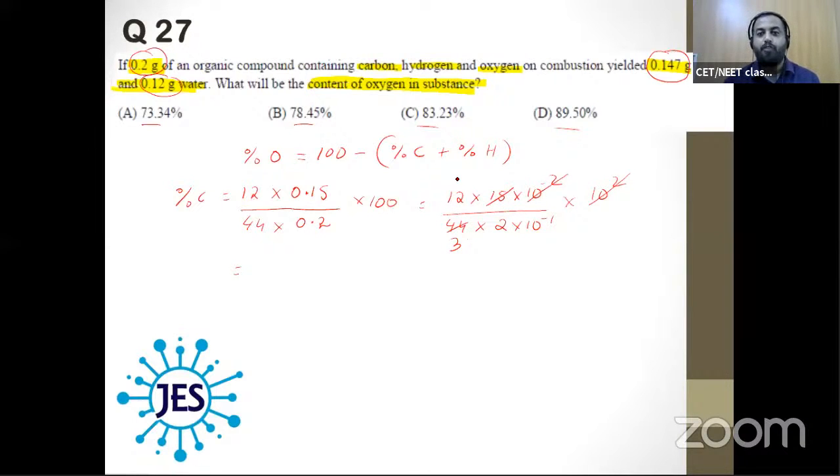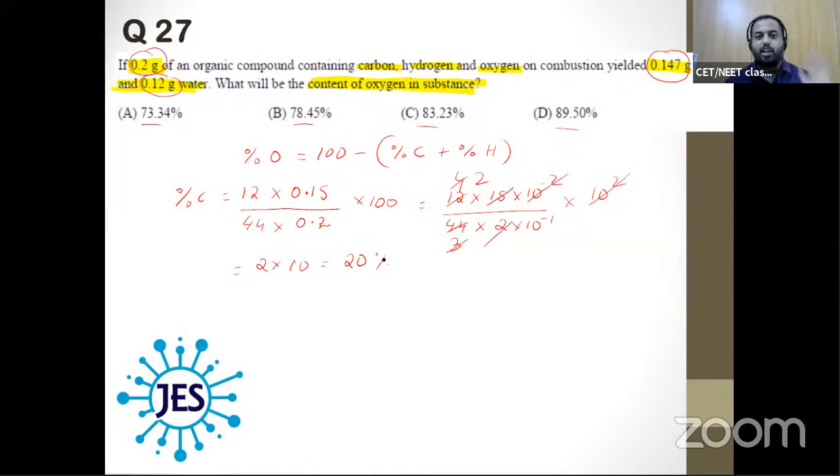3 and 12, 4 times. 2 and 4, 2 times. So this will now be equal to 2 into 10 power minus 2 into 10 power minus 1. 10 power minus 1 goes to the numerator, becomes 2 into 10. Therefore 20%. So we know carbon is 20%.